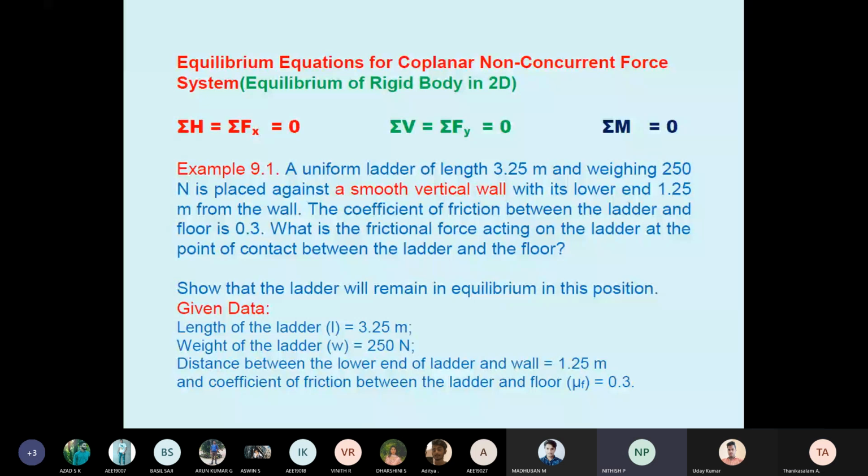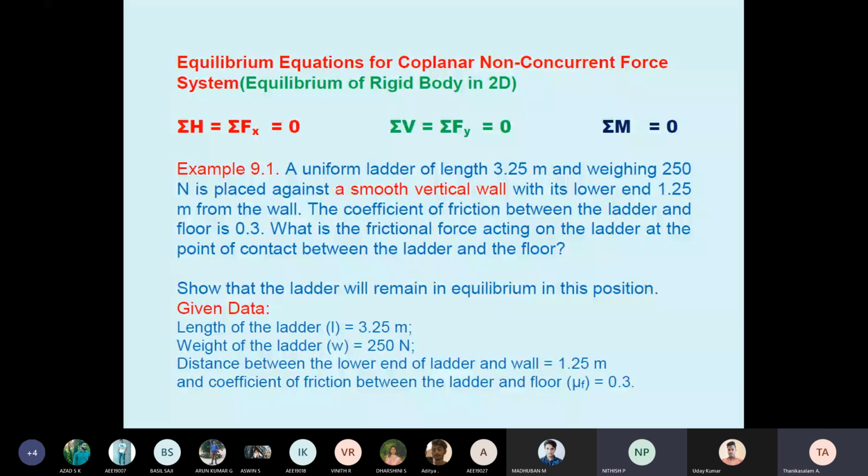A uniform ladder of length 3.25 meter and weight 250 Newton is placed against a smooth vertical wall with its lower end 1.25 meter from the wall. The coefficient of friction between the ladder and the floor is 0.3. What is the friction force acting on the ladder at the point of contact between the ladder and the floor? And also show that the ladder will remain in equilibrium in this position.